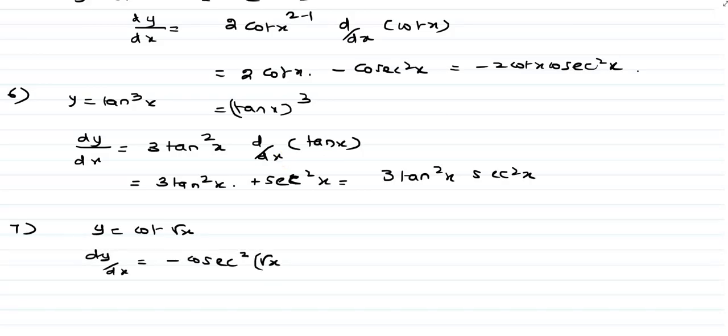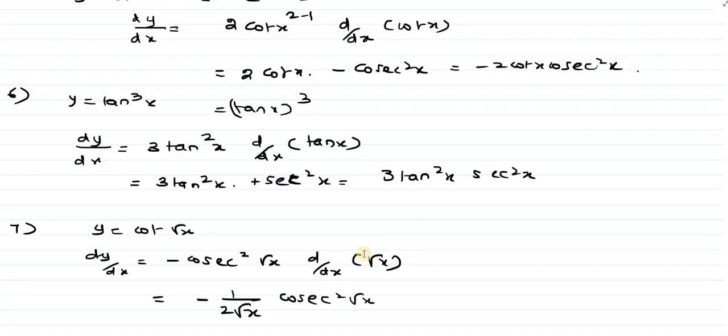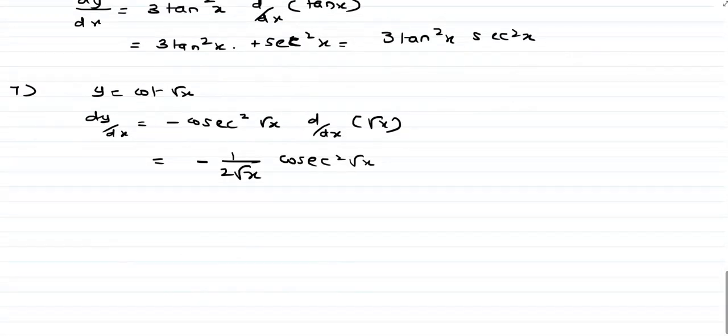Root x is the angle. Then I have to differentiate the angle. So when I differentiate the angle, what will it be? 1 by 2 root x. Correct? By this time, you should remember all these things. Simple formulas. Again and again, don't go back and do it.